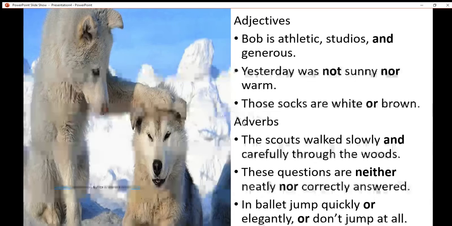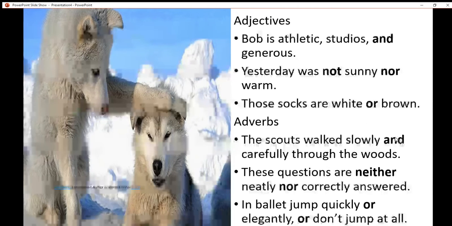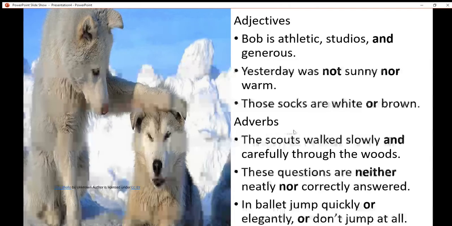Okay, time for the adverbs. The adverbs are describing the verbs. The scouts walked slowly and carefully through the woods. So instead of repeating this over and over again, instead of saying the scouts walked slowly, the scouts walked carefully through the woods, we're trying to avoid doing that.